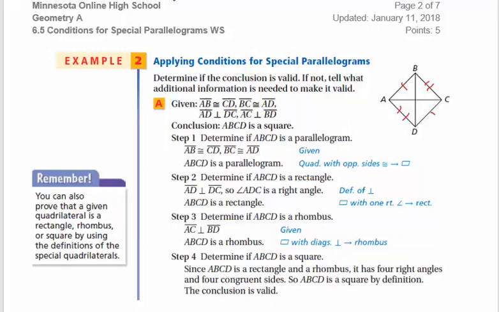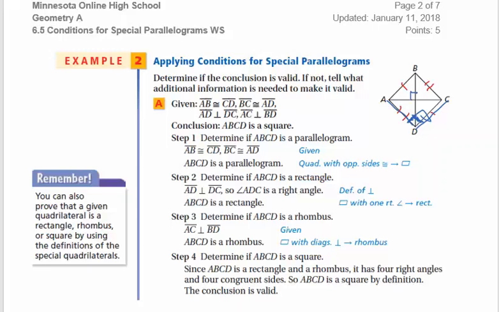AD is this line segment here, and it says it's perpendicular to DC, so that means this is a right angle right here. Oops, that got rather large. And then we also are given that AC is perpendicular to BD. AC is perpendicular to BD. That means that the diagonals bisect at right angles. And we also are given that this angle right here is a right angle.